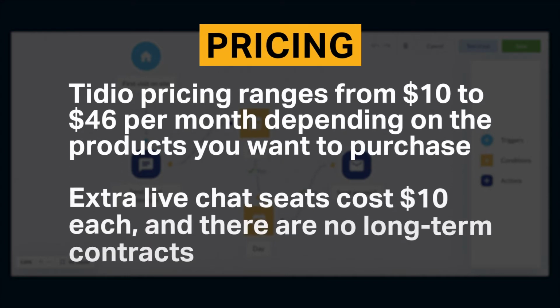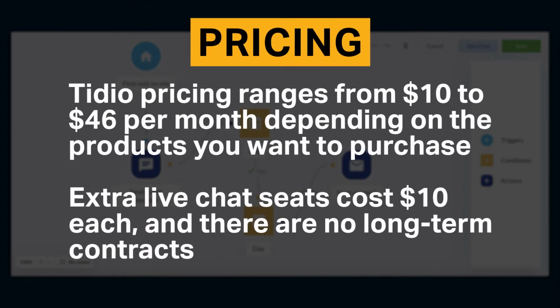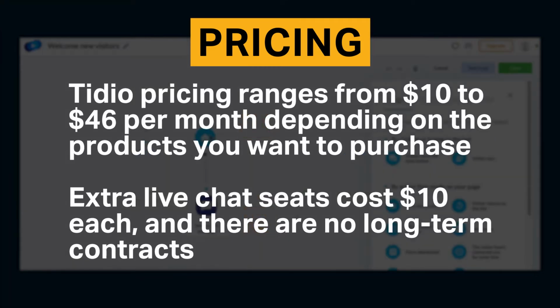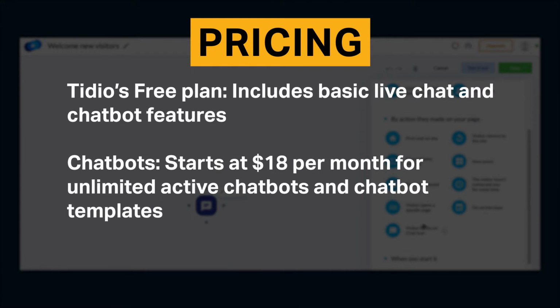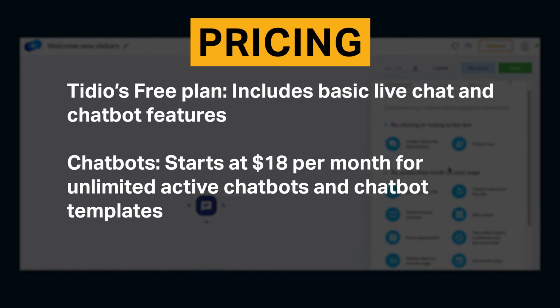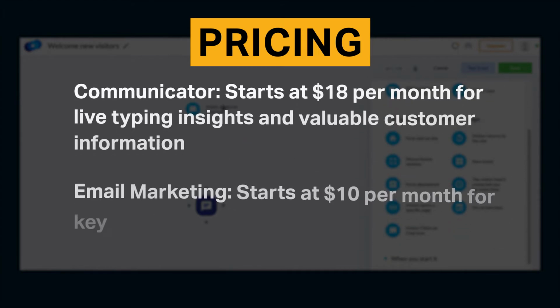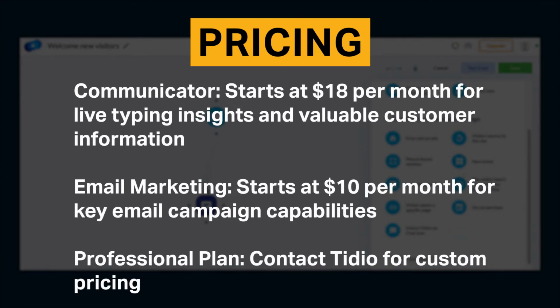Tidio pricing ranges from $10 to $46 per month, depending on the products you want to purchase. Extra live chat seats cost $10 each, and there are no long-term contracts. Tidio's free plan includes basic live chat and chatbot features. Chatbots start at $18 per month for unlimited active chatbots and chatbot templates. The communicator feature starts at $18 per month for live typing insights and valuable customer information. Email marketing starts at $10 per month for key email campaign capabilities.